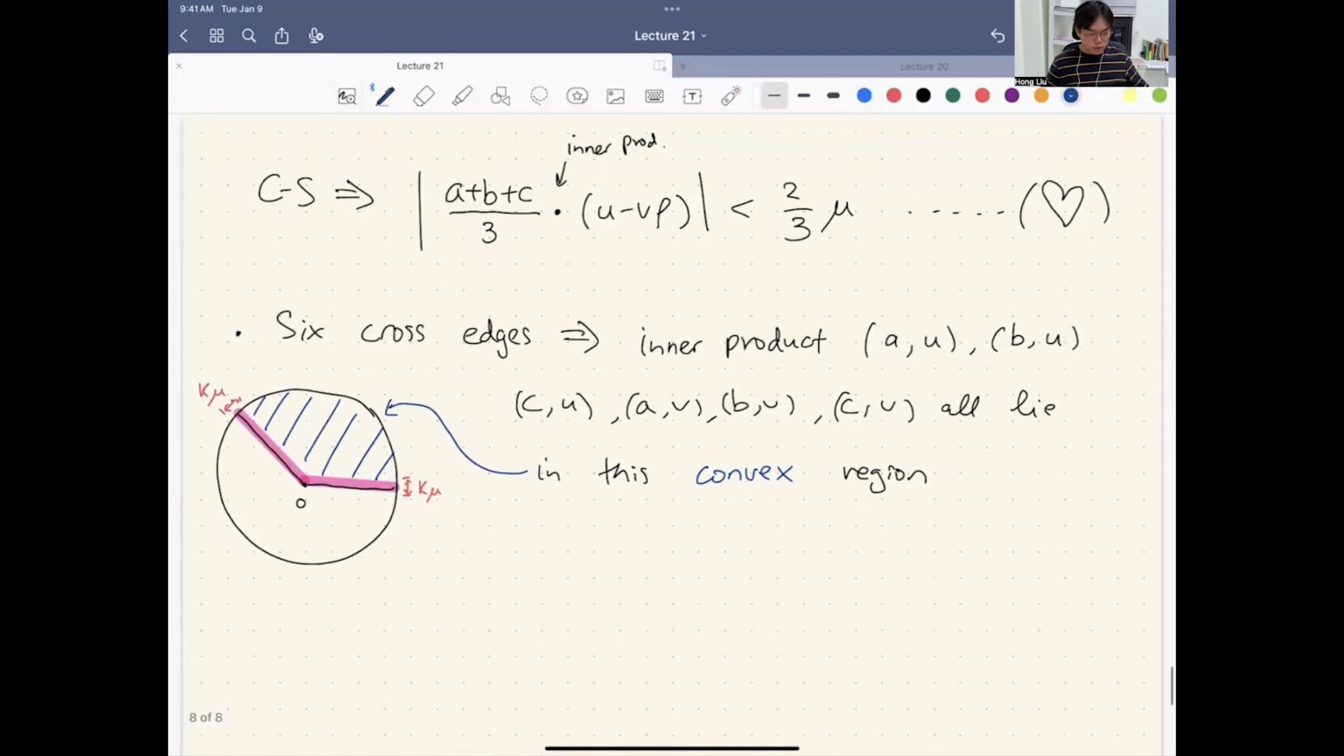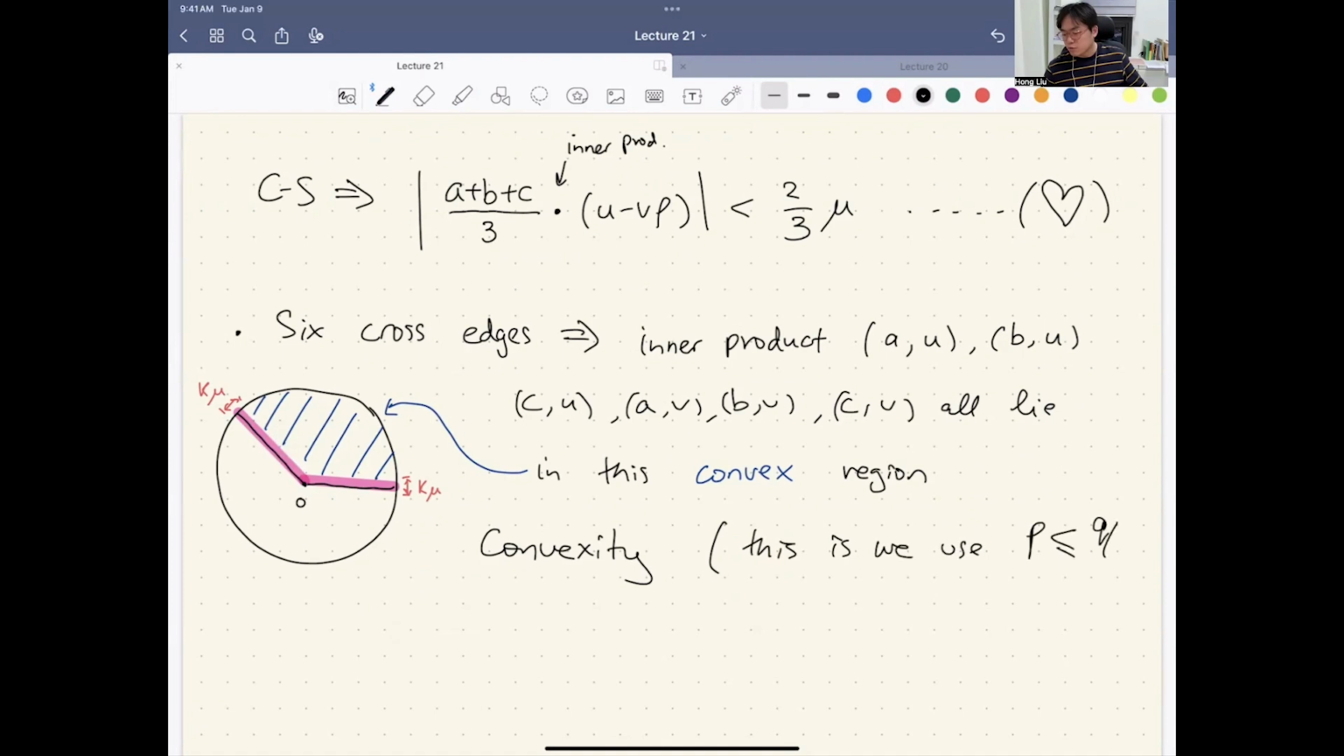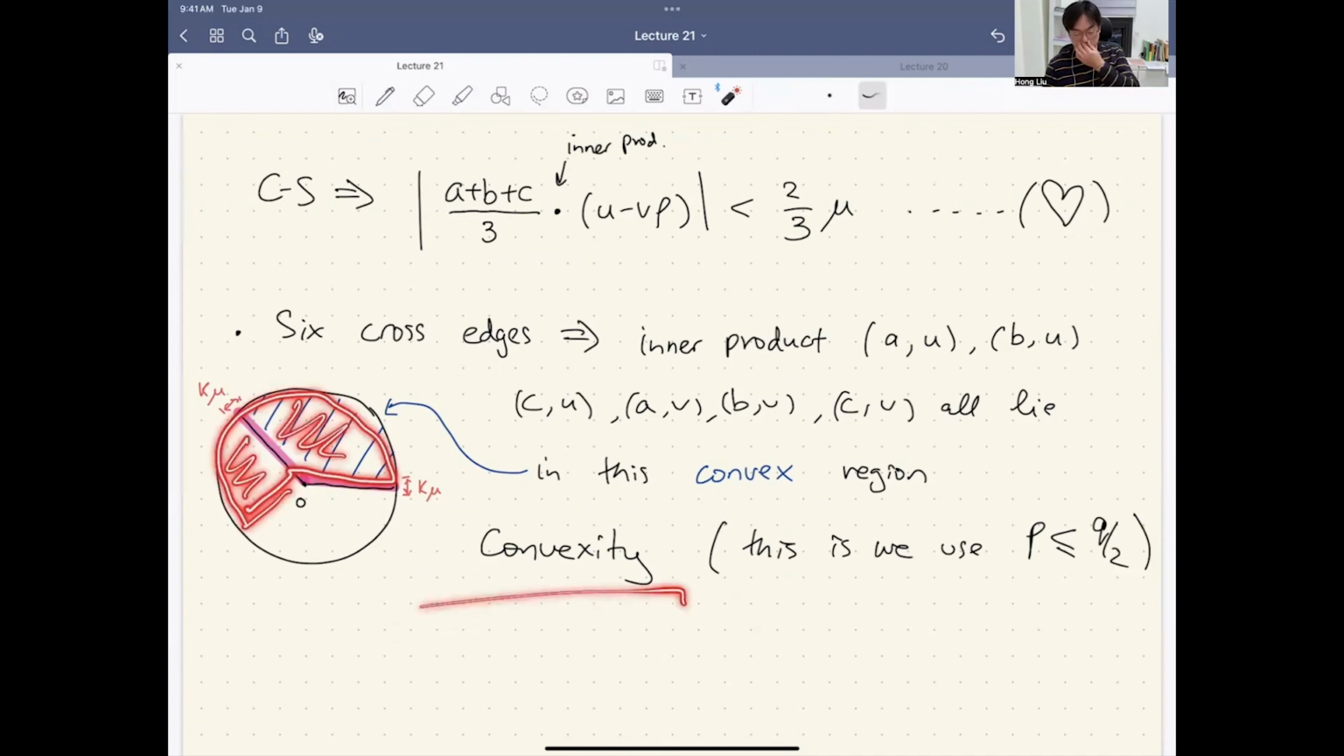So in particular, convexity. This is where we use P is at most Q over 2. Because when P is at most Q over 2, this blue region is convex. If P is bigger than Q over 2, it will correspond to some region that's not convex. Then convexity cannot be used.